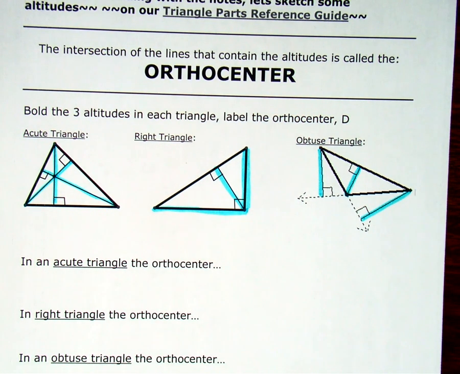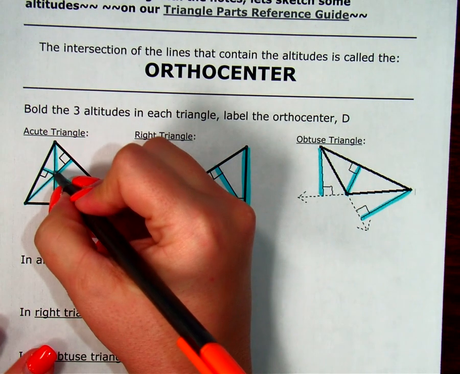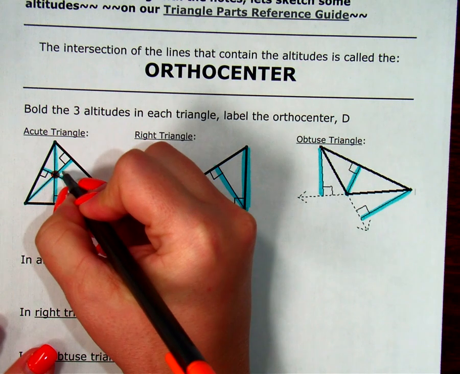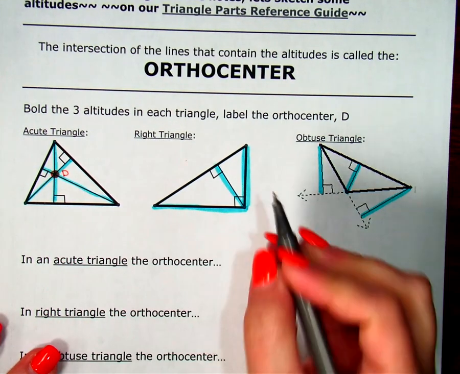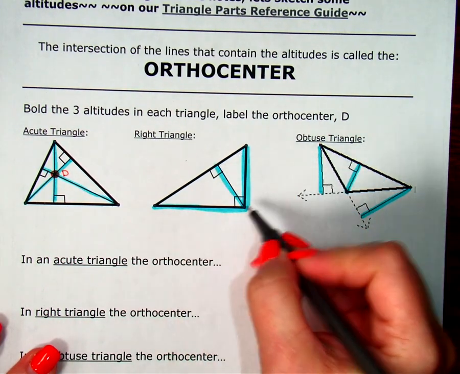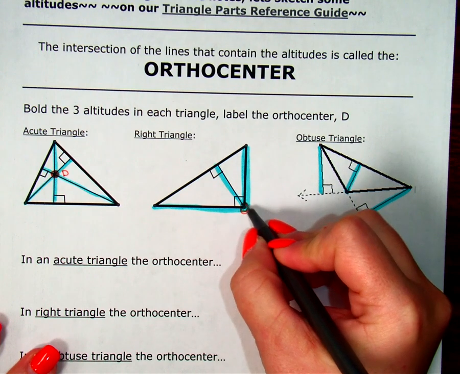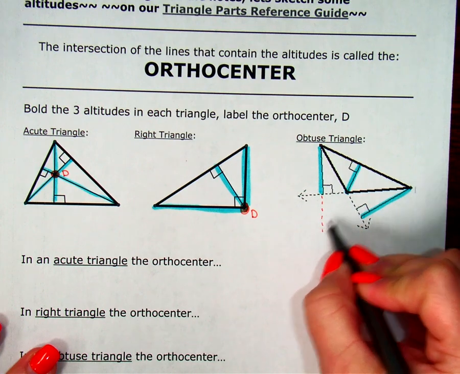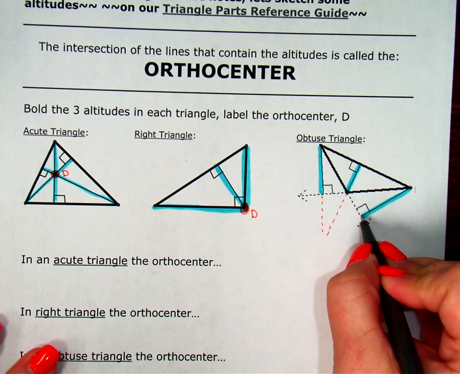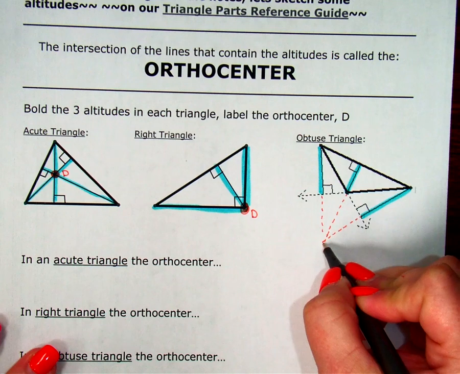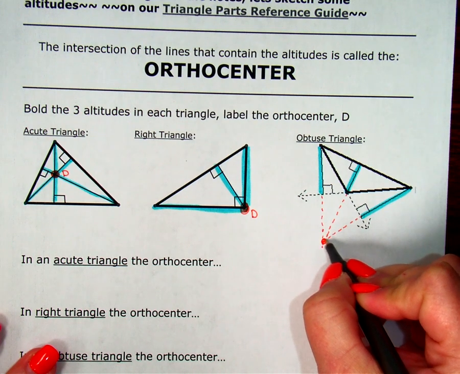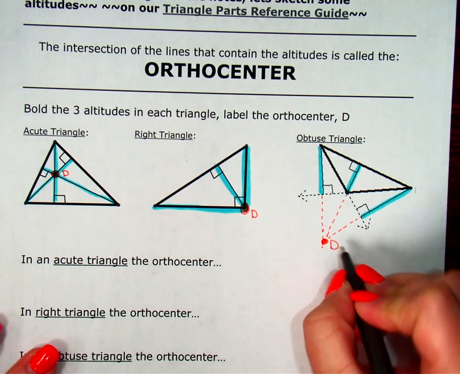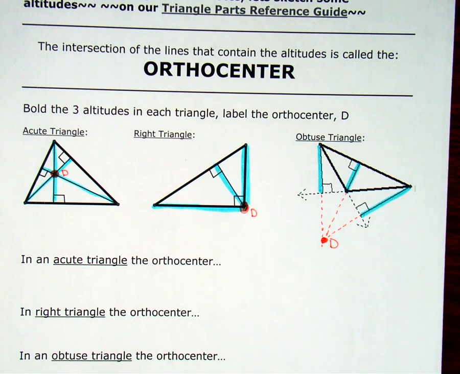All right, and it also wanted me to label my orthocenters with the letter D. So here's my orthocenter, point D. My orthocenter, where the 3 blue lines come together, or blue segments come together, is here, point D. And for this one, I'm going to have to extend, and we're just going to sketch it. My orthocenter D. Okay?